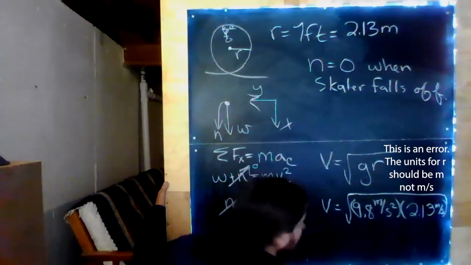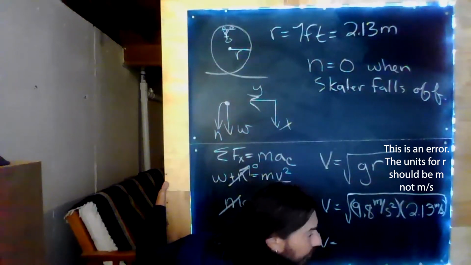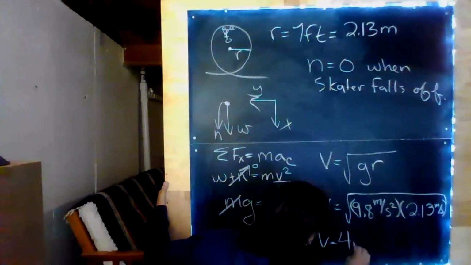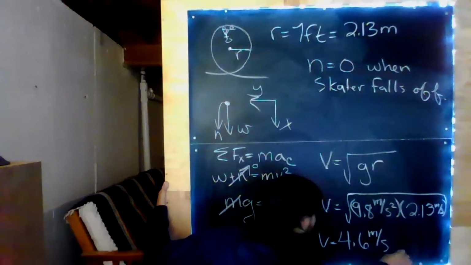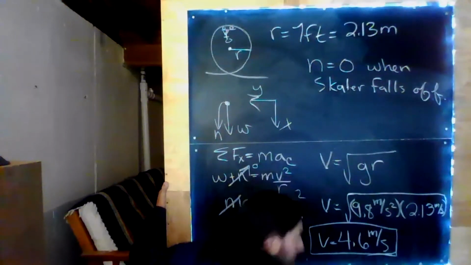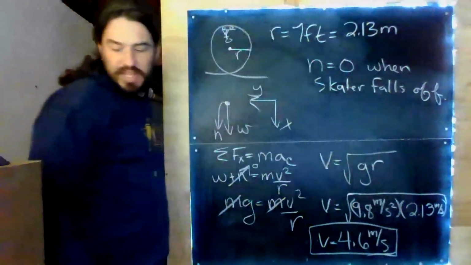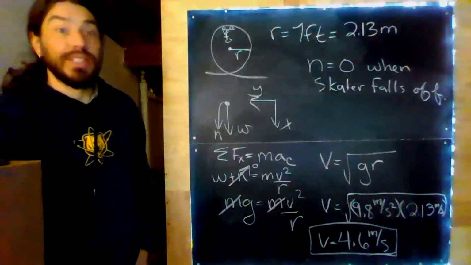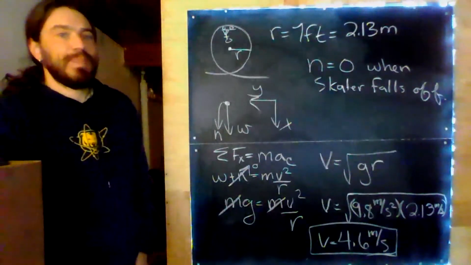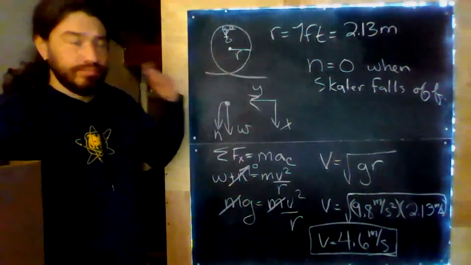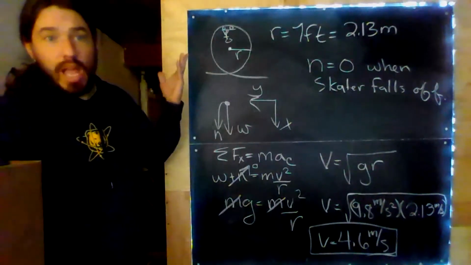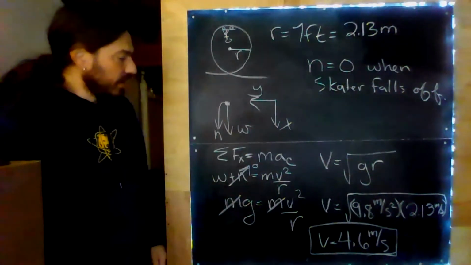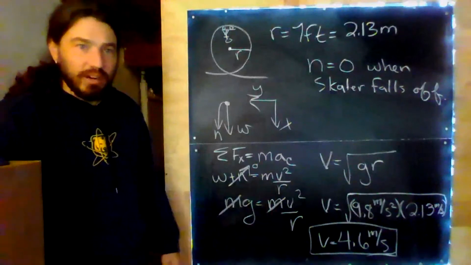And now we run our calculator and we get 4.6 meters per second. Okay, 10 miles an hour, fairly reasonable. I don't know, I've actually never done this, so I guess it's reasonable. Math certainly works out. I can imagine a skater going 10 miles an hour.